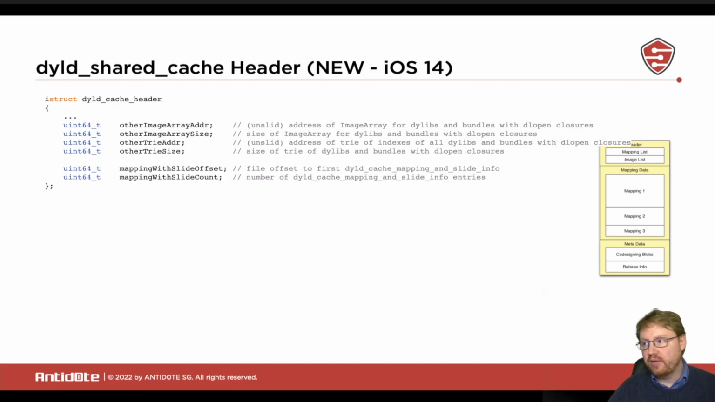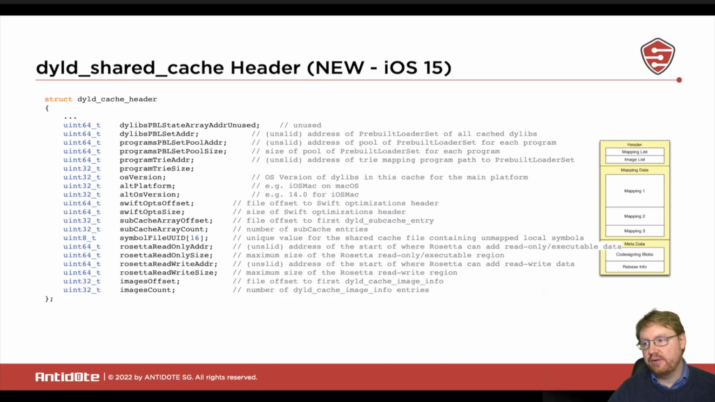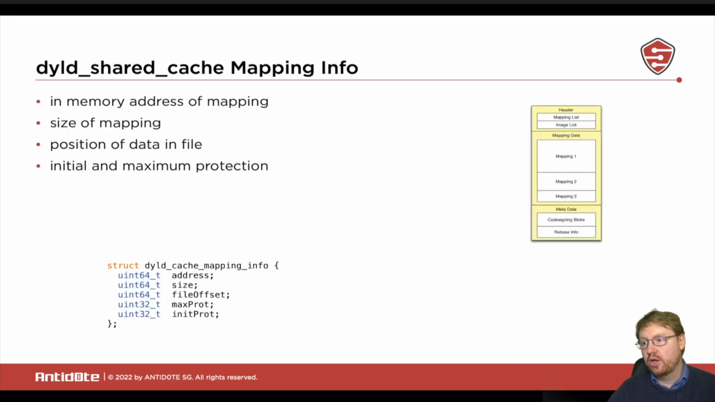Okay, so now that was iOS 14, and with iOS 15 there's again new stuff added. And as I said, with every major version, Apple adds more and more features. And what you can see here now is they define something called sub-caches. And this is something we will go into in a moment. So let's go back to the mappings.